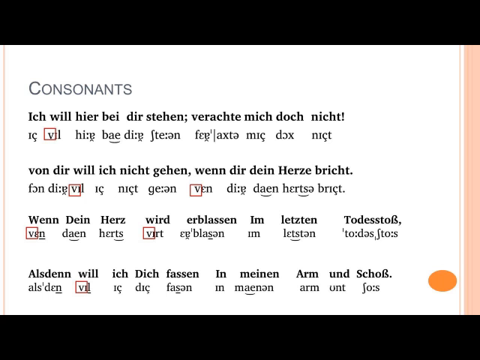And here they are. So on the first line, second word, will. On the second line, third word, will. Second line, a few over, wenn. Third line, first word, wenn. Third line, fourth word, wird. And on the last line, second word, will. So, what pattern do you notice here? What spelling makes the v sound?